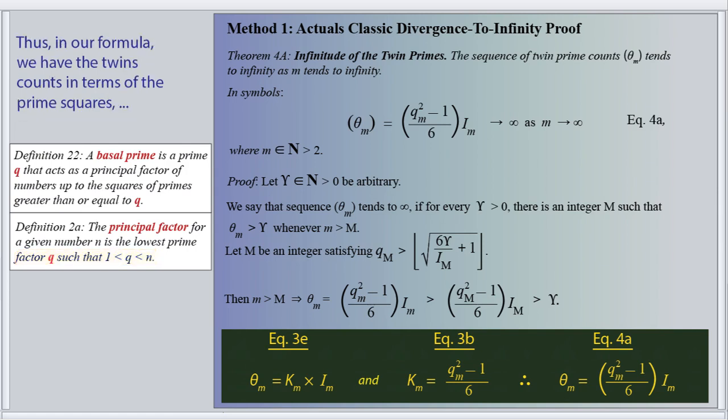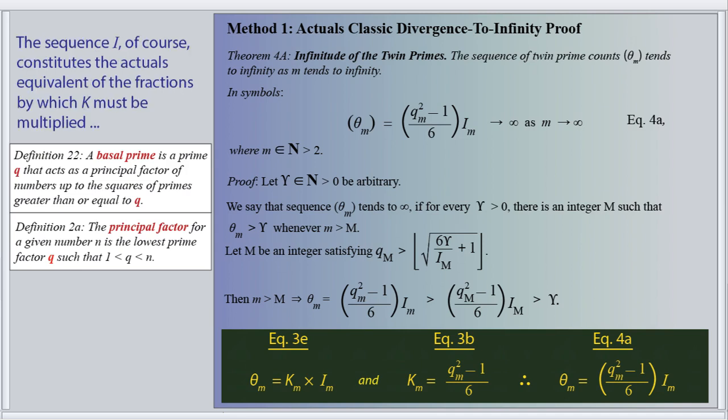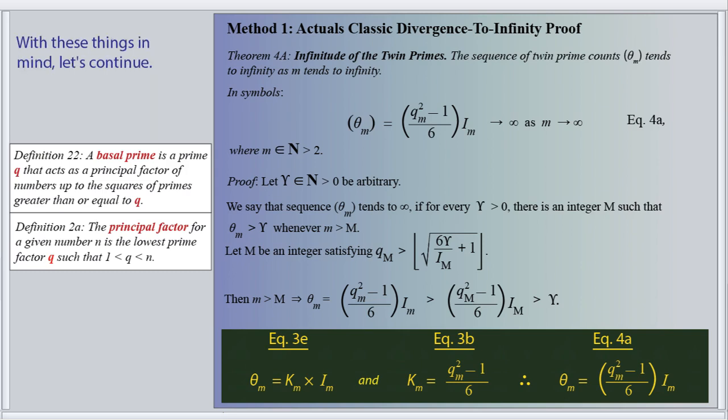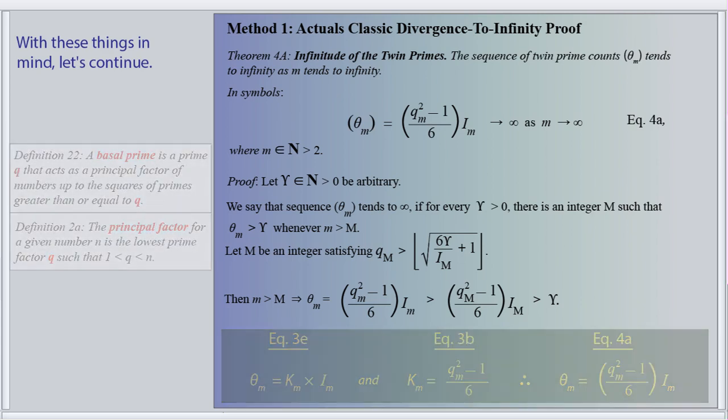Thus, in our formula, we have the twins counts in terms of the prime squares, establishing our link that makes it possible to prove the twin primes conjecture. The sequence I, of course, constitutes the actuals equivalent of the fractions by which k must be multiplied to subtract out the blockages in our CAP formula that approximates the twins' distribution so accurately. With these things in mind, let's continue.